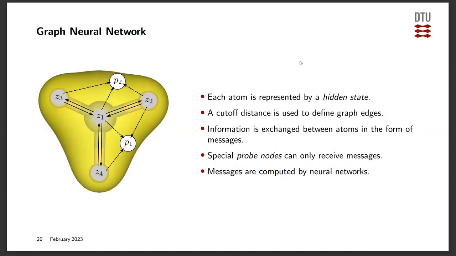So we use our graph neural network to solve this problem. The main difference from before is that we have introduced a special kind of node, these probe nodes. What is special about them is that they only receive messages, so they don't interact with the rest of the graph. You can place as many as you want, and the representations of the atom nodes will not be affected. We can query the density at any point in space with these probes.